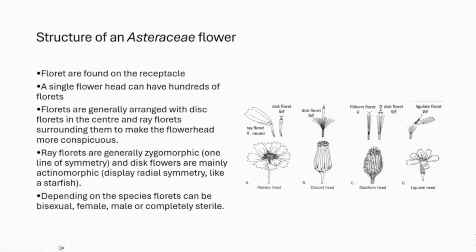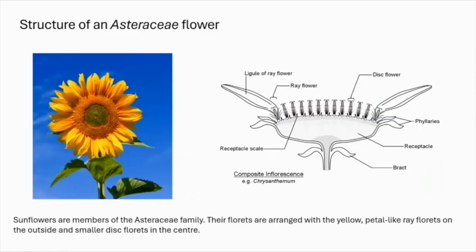And then you have different types, so you have radiate heads which have both ray and disc, so that would be sunflowers. Discoid and disciform, which are basically disc florets. And then ligulate, yeah, which is dandelions, if I'm right. Yeah, cool. So this is pretty easy to understand, I think.